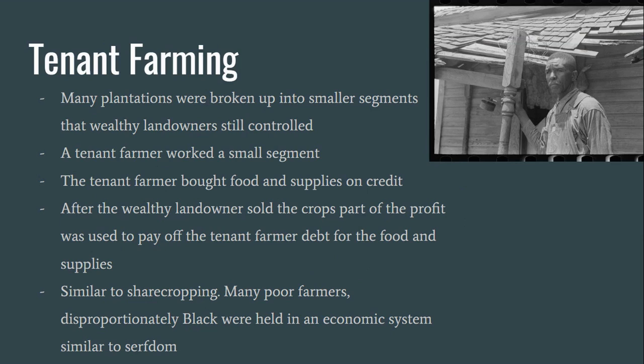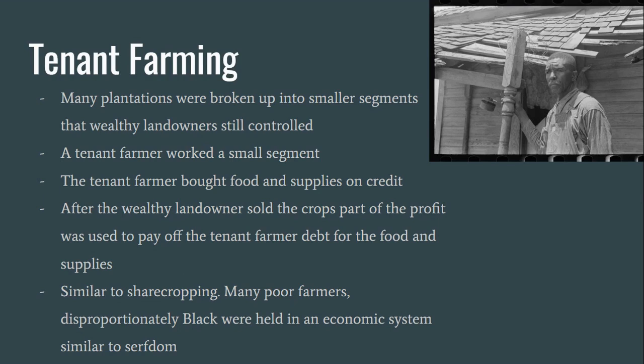Tenant farming, along with its sibling sharecropping, emerged as a major post-Civil War agricultural system in the South and West. Many plantations were broken up into smaller segments that wealthy landowners still controlled. A poor tenant farmer worked a small segment.